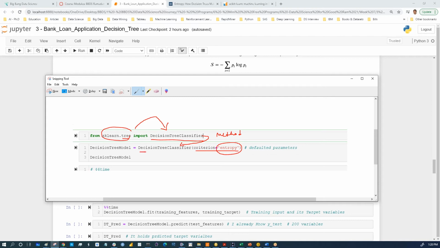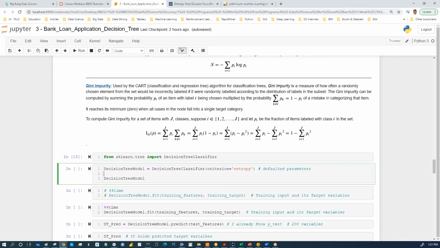Whatever model we just initiated using one parameter, we are going to save it in an object called decision tree model. You could call it whatever you want. You could call it DTM. And now let's take a look at what is in this DTM.